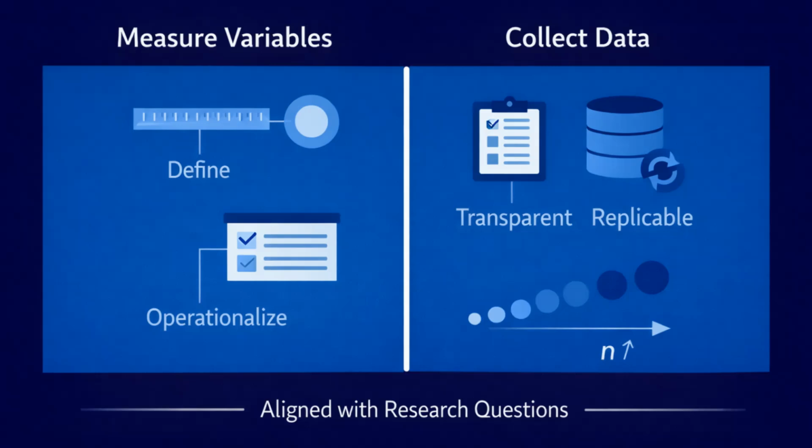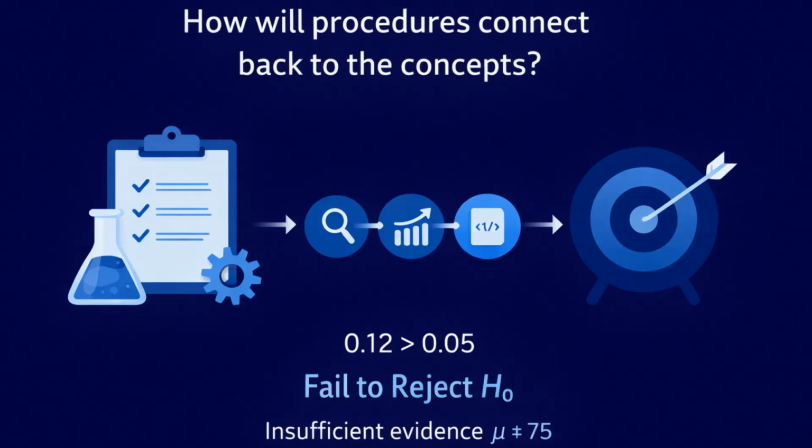This section serves two primary purposes. First, it explains exactly how each variable will be measured or examined. Second, it explains how data will be collected in a way that is transparent, replicable, and clearly aligned with your research questions. It is not a literature review. It is not an extended justification of your topic. It is a procedural explanation of what will happen and how those procedures connect back to your conceptual foundation.